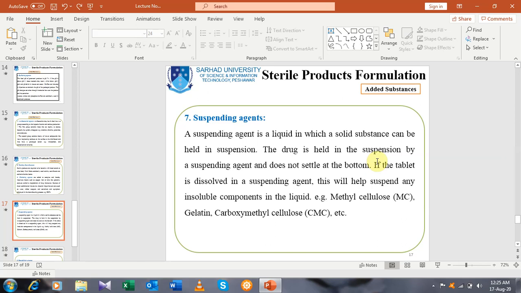If the drug is not soluble, in order to deliver the insoluble particles, it is a convenient way to suspend it using a suitable suspending agent and provide the insoluble components in suspension form in a suitable liquid. Examples of suspending agents include MC, that is methyl cellulose, gelatin, and CMC, that is carboxy methyl cellulose, or sodium CMC. These are the cellulose derivatives. These are the popular examples. They are widely used as suspending agents in the sterile product formulation.